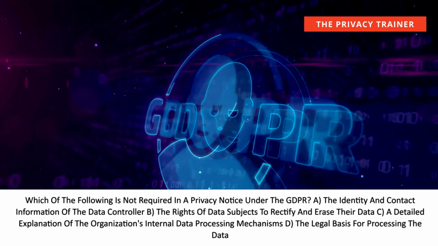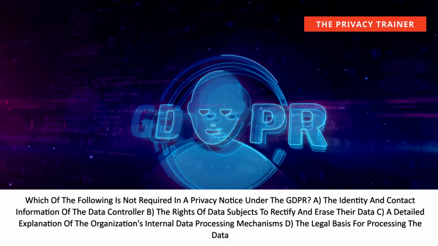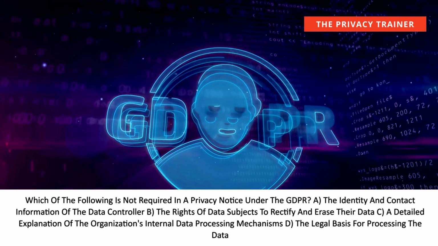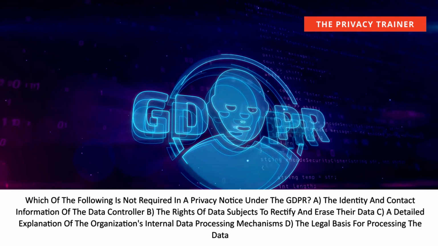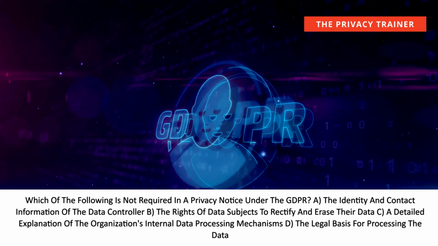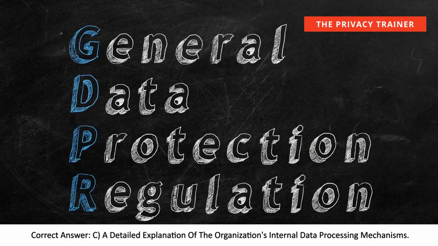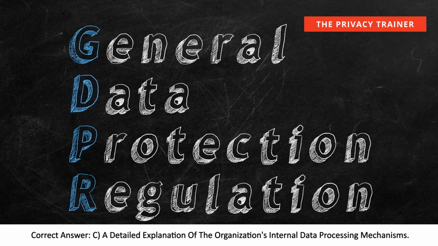Which of the following is not required in a privacy notice under the GDPR? A. The identity and contact information of the data controller. B. The rights of data subjects to rectify and erase their data. C. A detailed explanation of the organization's internal data processing mechanisms. D. The legal basis for processing the data. Correct answer: C. A detailed explanation of the organization's internal data processing mechanisms.